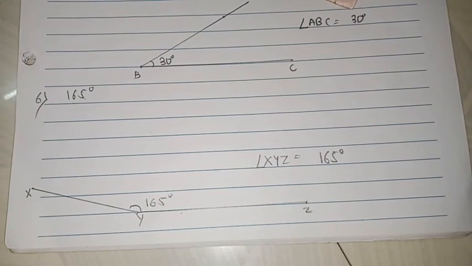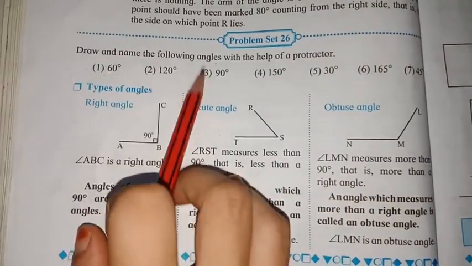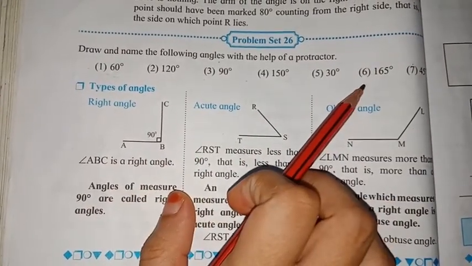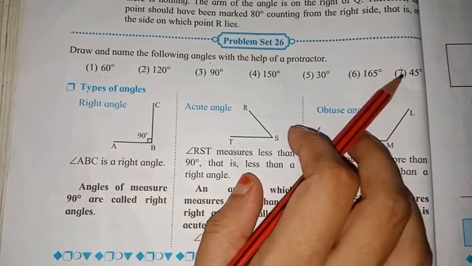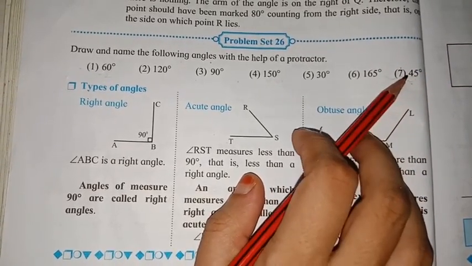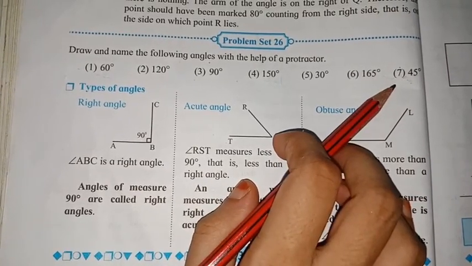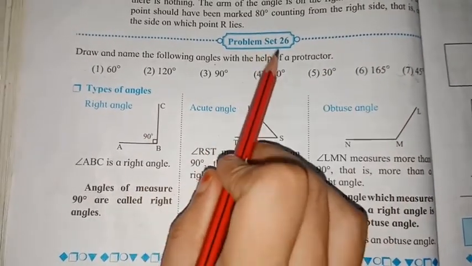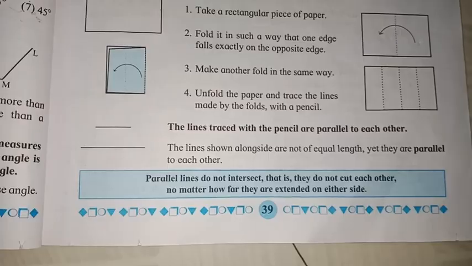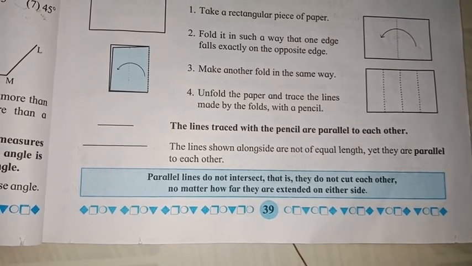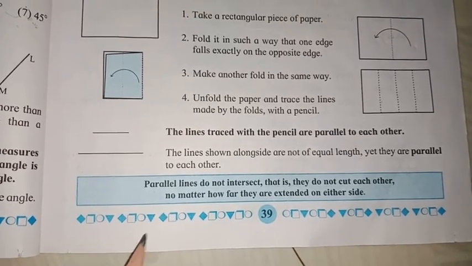Done. So we are done with question number 1, 2, 3, 4, 5 and 6, right? Question number 7 is a homework. Make an angle of 45 degree. Okay, this is your homework. So we are done with problem set number 26. Now before we reach problem set number 27, I will tell you what is parallel lines.